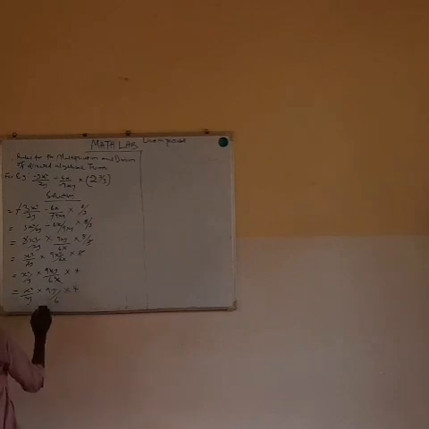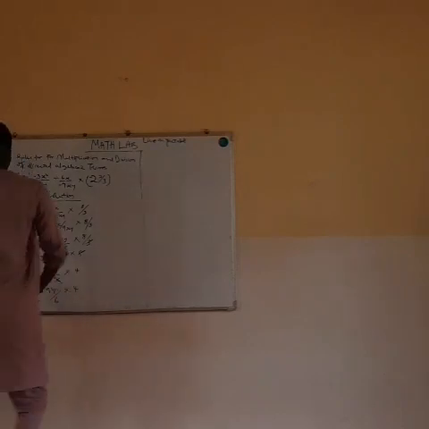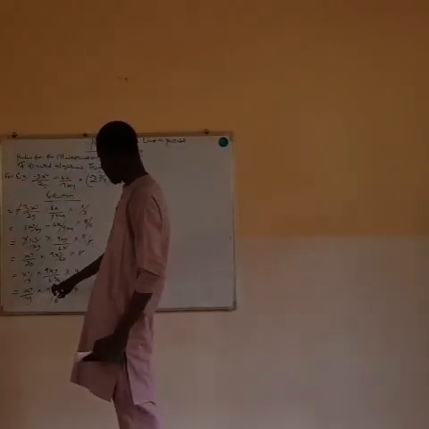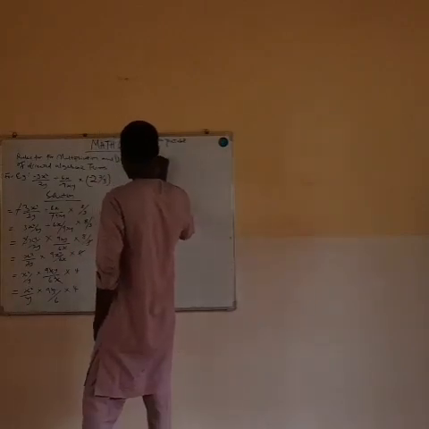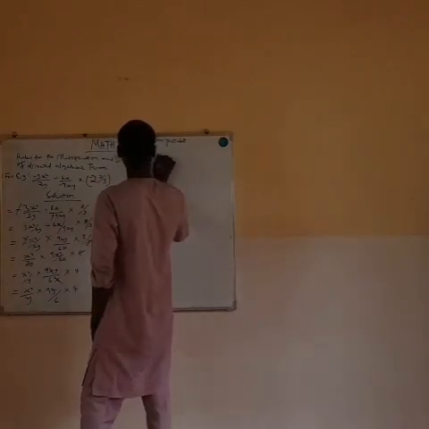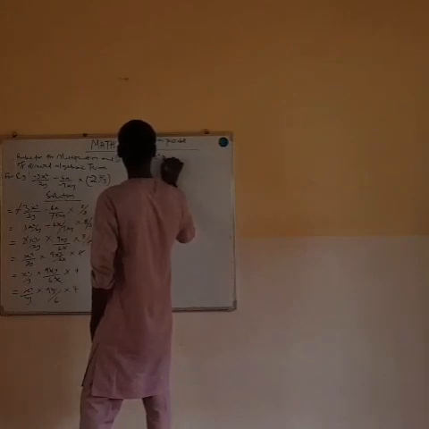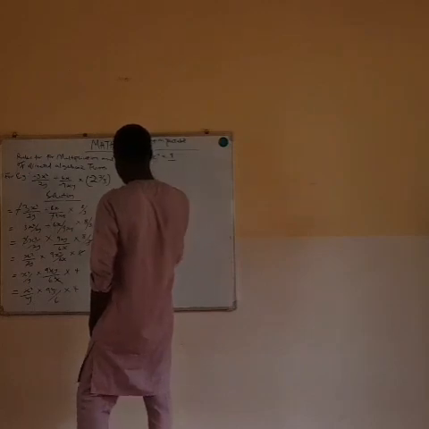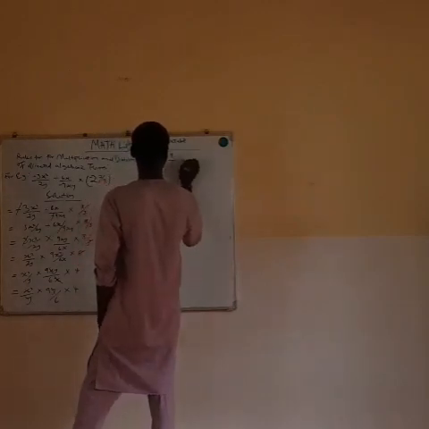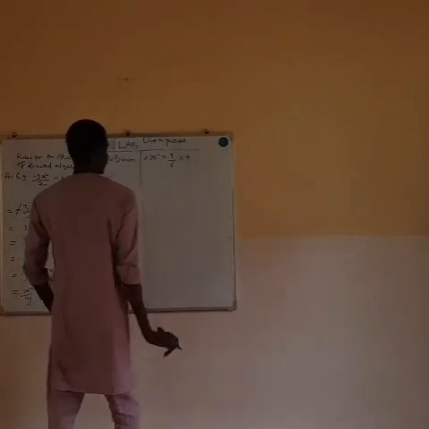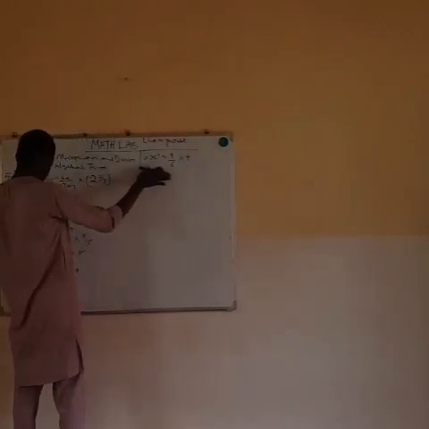Then this y can cancel this y. So from here, as you can see, this y could cancel this y. So we will have x squared times 9 over 6 times 4, as you can see.